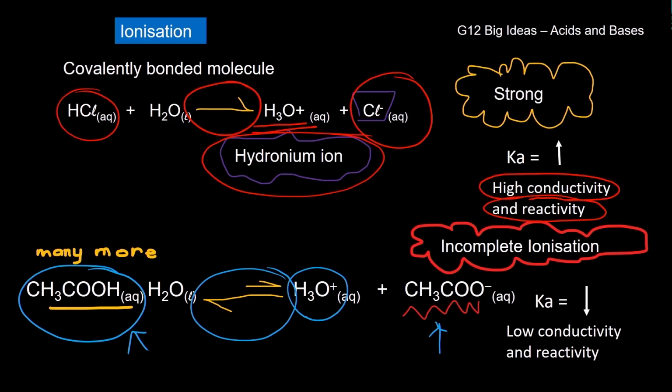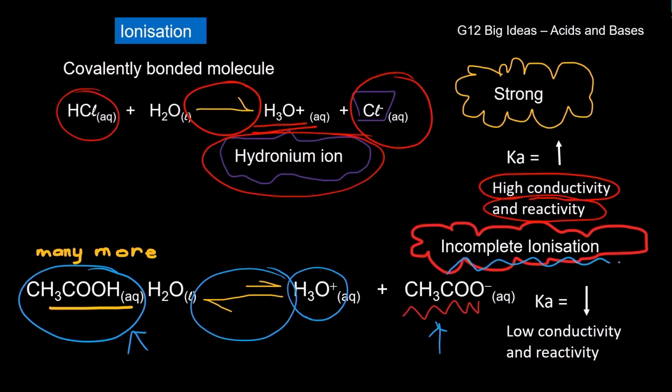And so the Ka value is going to be low, and it's going to be less than 1. So it has got a low concentration of ions in this form. It means that the conductivity is going to be low and it's not going to react that well. So what about a weak acid? It has got incomplete ionization, whereas a strong acid is complete ionization.